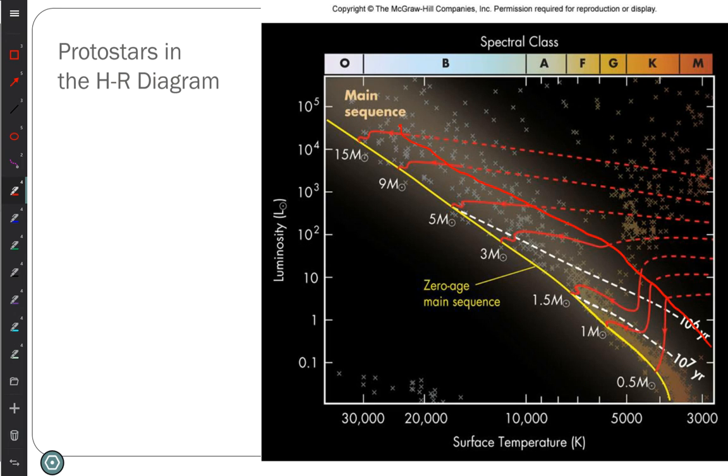And you see that the trajectory changes after that. And notice the times. The white dashes tell us time. So something that's like the mass of our sun is going to take in the ballpark of 10 million years to be birthed. It doesn't happen overnight.